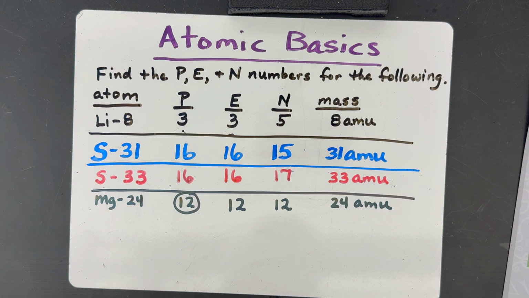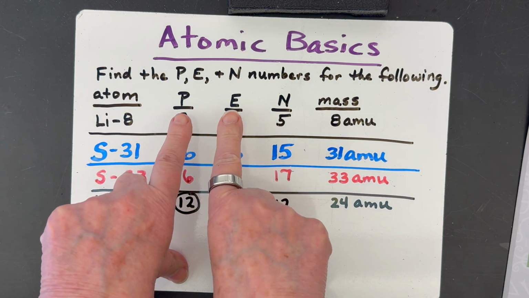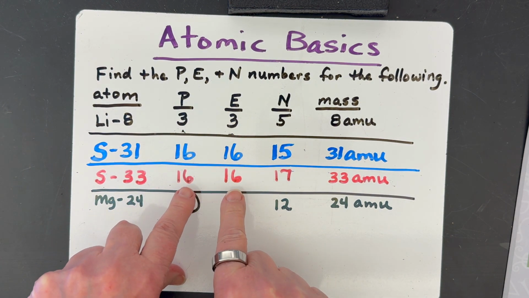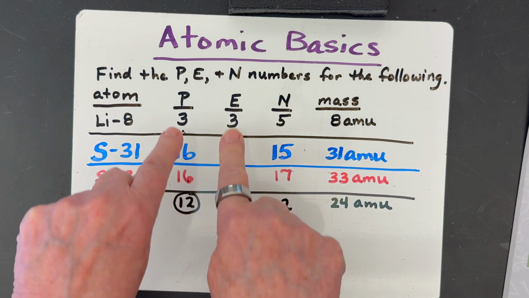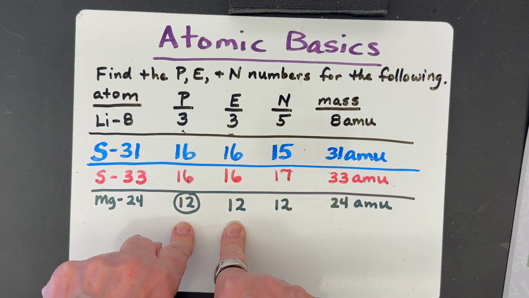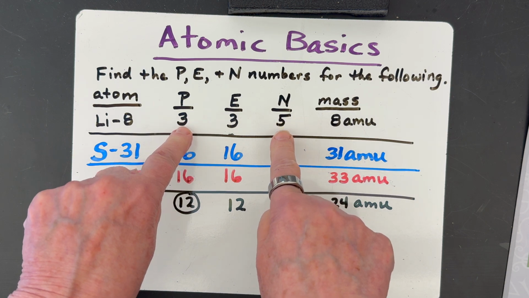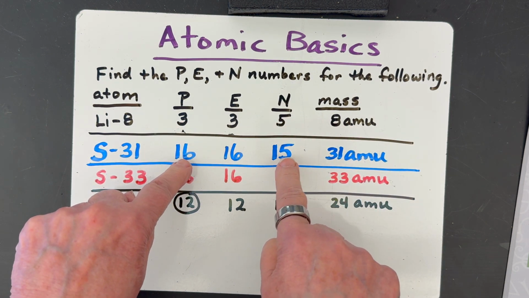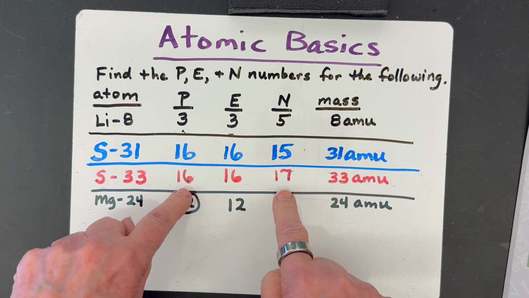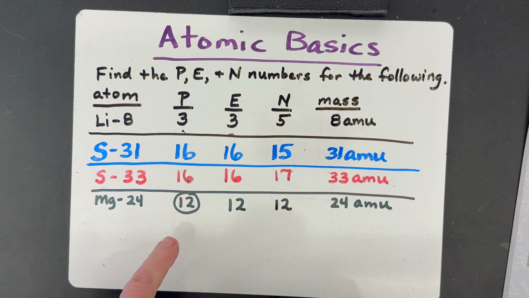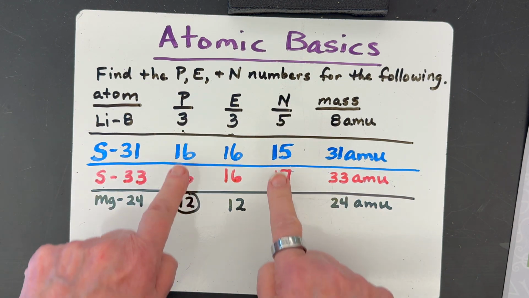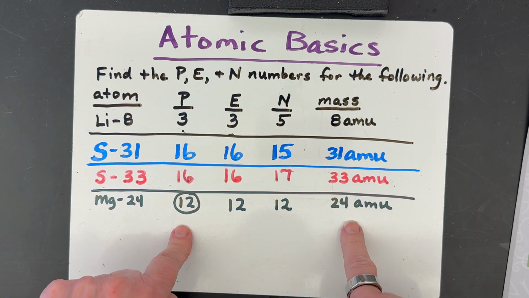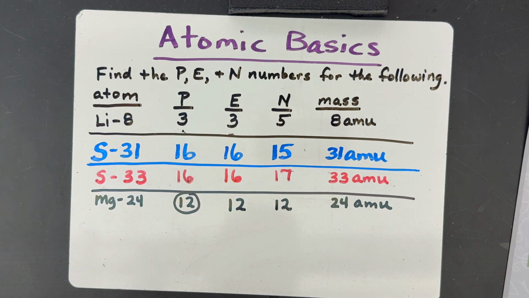So to recap, protons are going to equal electrons, pluses equal minuses, all the way down our column. Our mass is protons plus neutrons, so 3 plus 5 is 8. 15 plus 16 is 31. 16 plus 17 is 33. 12 plus 12 is 24. These two columns, P and N, have to add up to give us our mass.